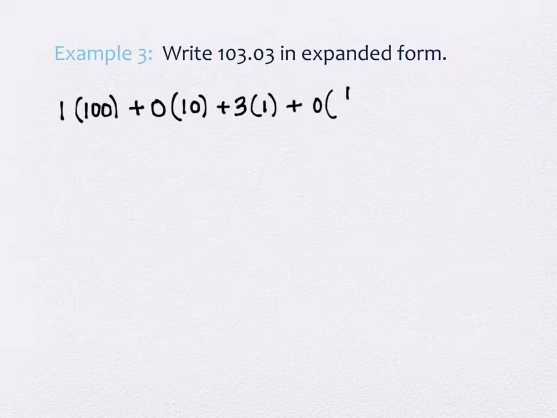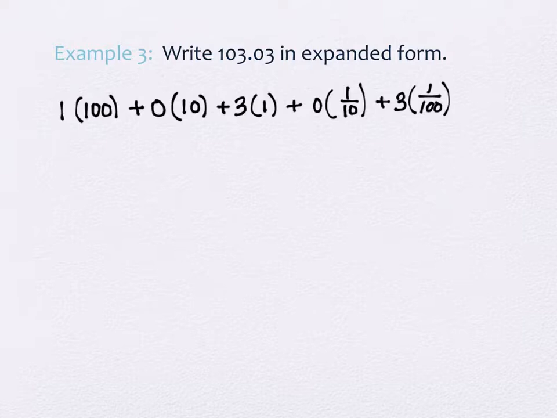There's a 0 in the tenths or 1/10th place. And then there's a 3 in the hundredths place. That's expanded form, where it identifies which place value each digit is in by separating each of our numerals with addition, multiplied by the base of the place value they're actually in. Okay?